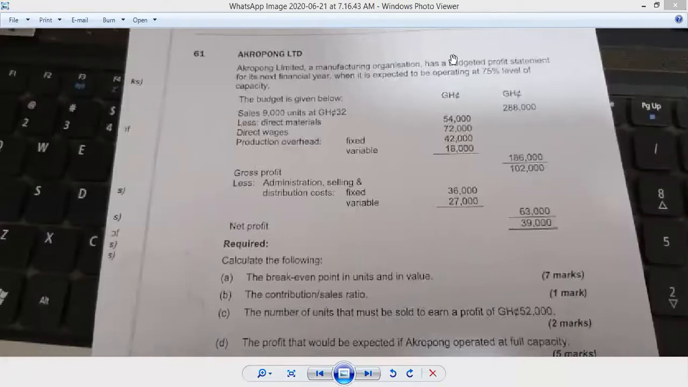Please let your answer flow. I'll pick everybody's answer. Better. 4.5, I'll disagree. Someone said 4.5, I'll disagree. Please, I'll check everybody. Contribution. What is the contribution per unit? What's the selling price? So contribution divided by the selling price.